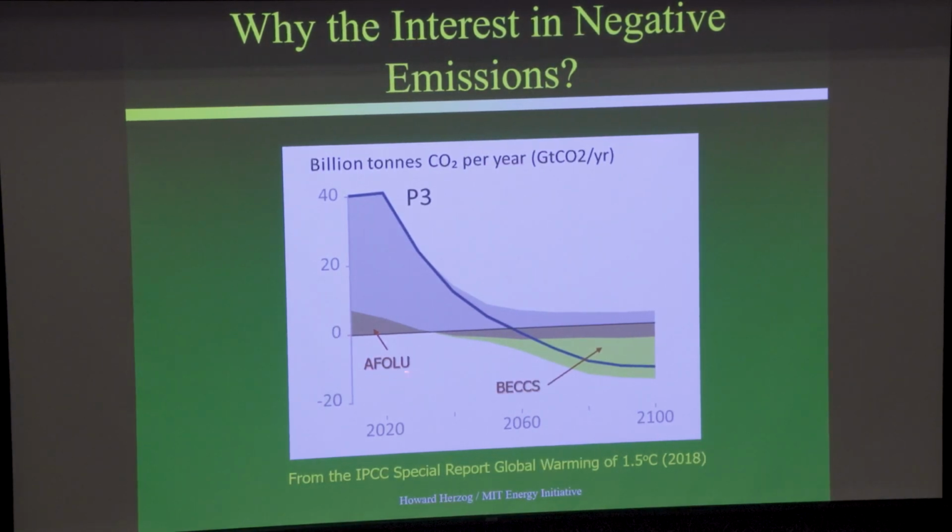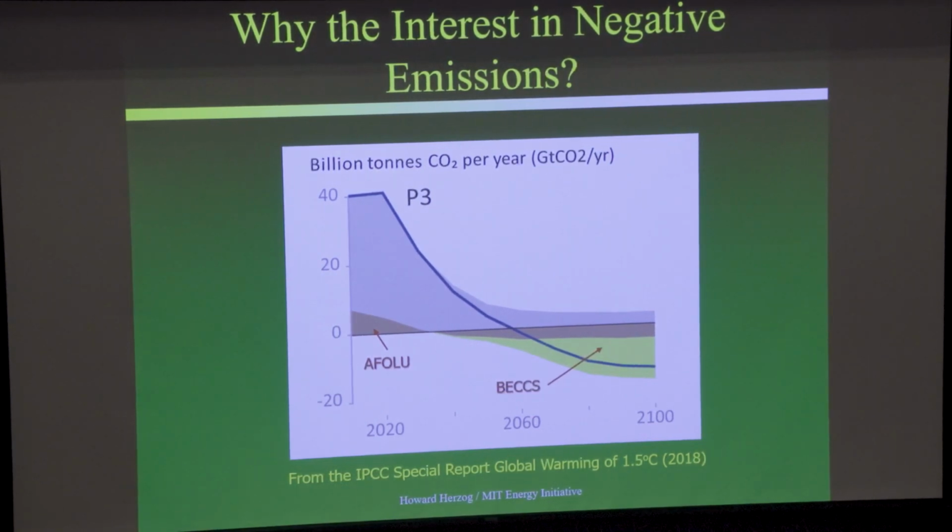This is basically to do with land use, forestry, afforestation, reforestation, and land use changes. So this is putting CO2 into the terrestrial biosphere. This is using bioenergy and CCS. You get a similar thing if you're using direct air capture. And we'll go through the different ways to do it.